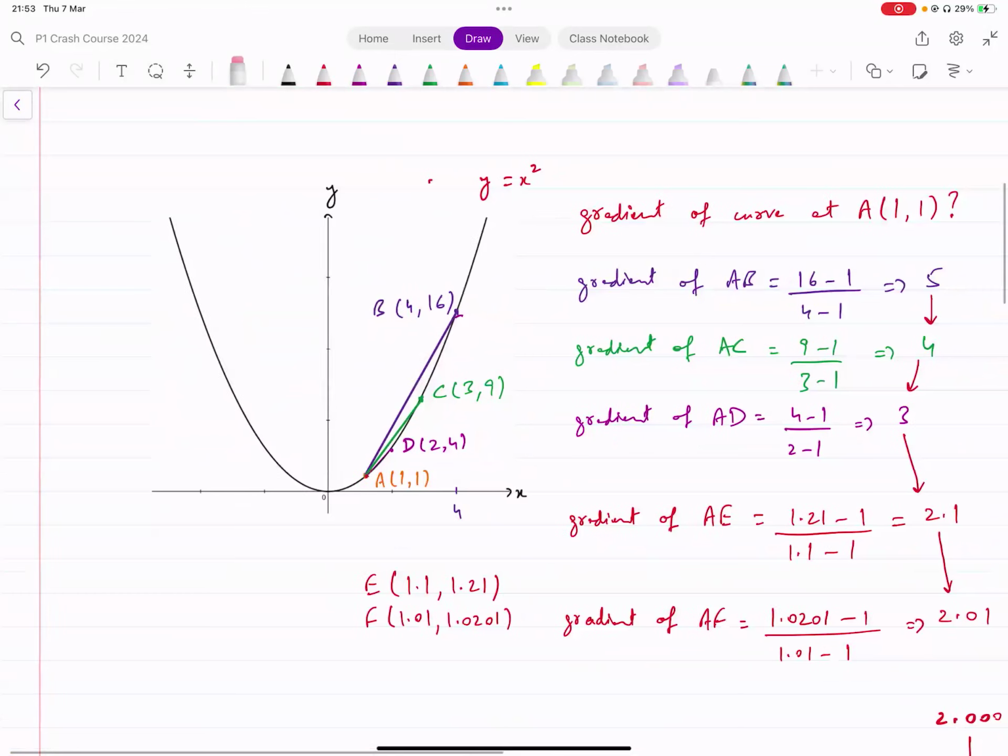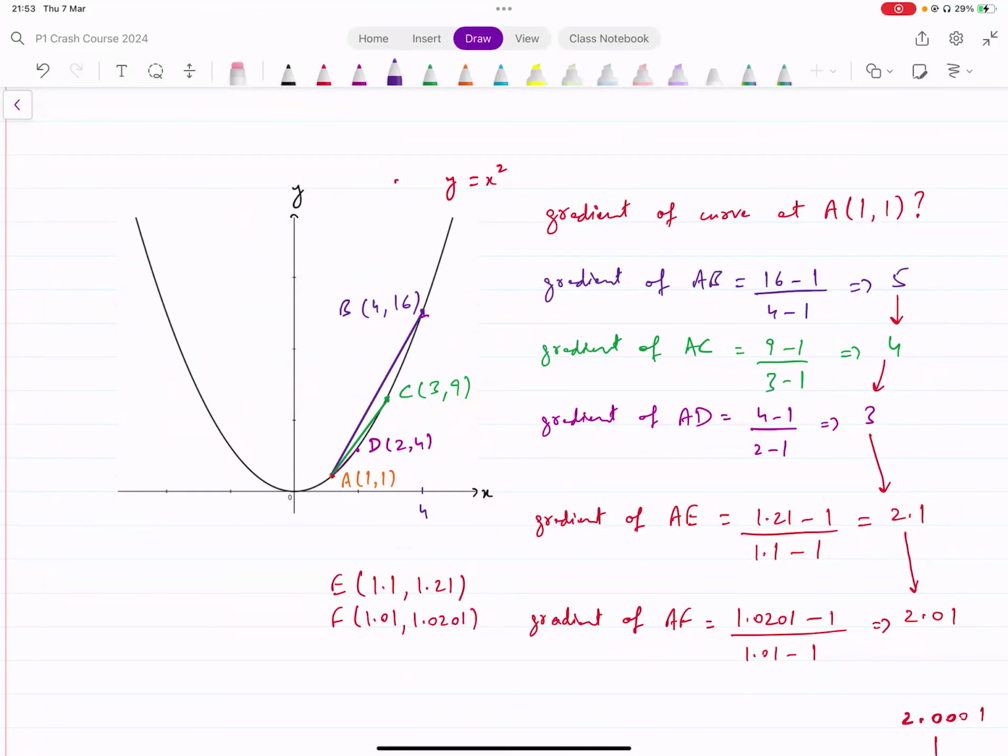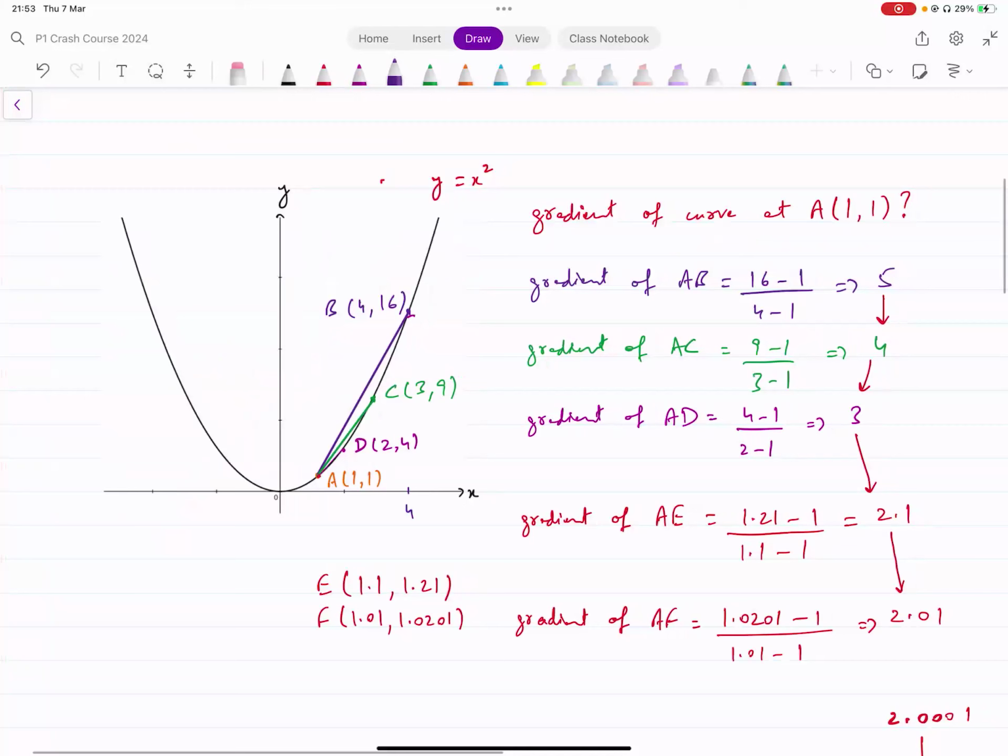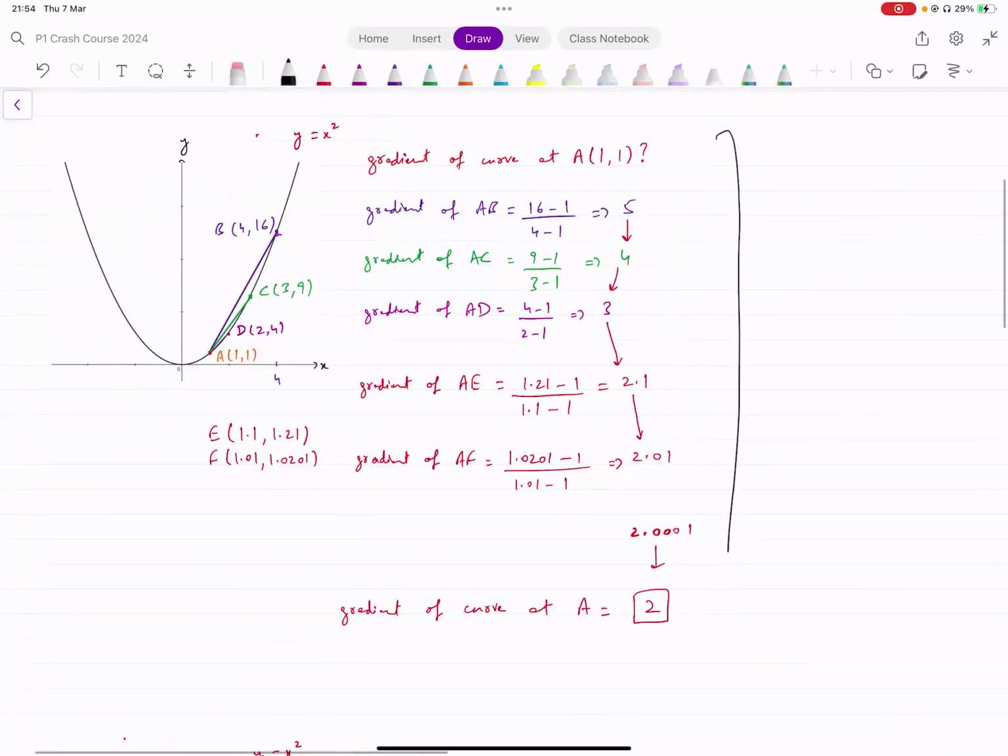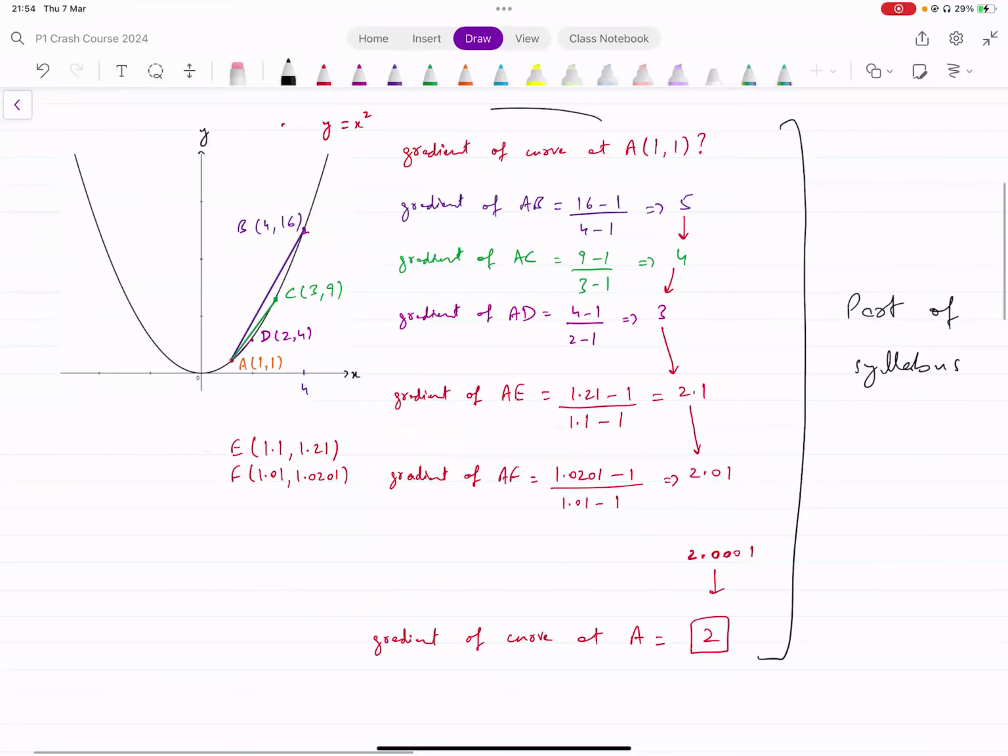And this is the process that we understood for this, that if we wanted to find the gradient at any particular point, we could follow a process like this: take another point on the curve, and then bring that point as close as possible to the point at which you're finding the gradient. Now, this process that we have done here, you have to know this. This is part of your syllabus. Sometimes they ask you to find all of these different gradients that we have calculated here, and then use that pattern to estimate this value. Okay.